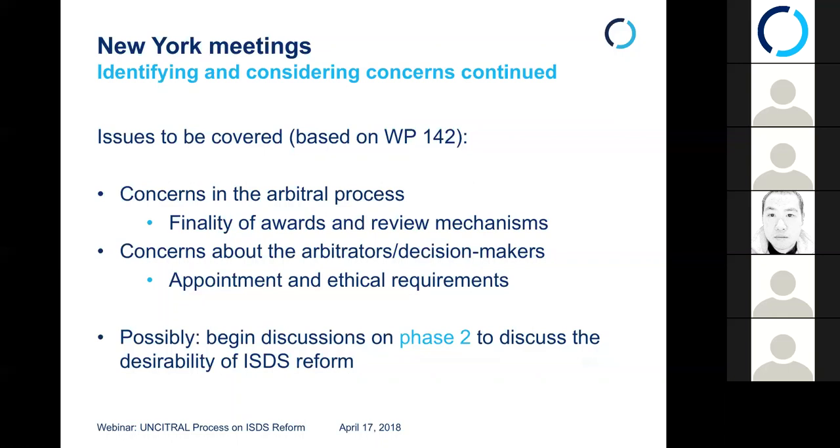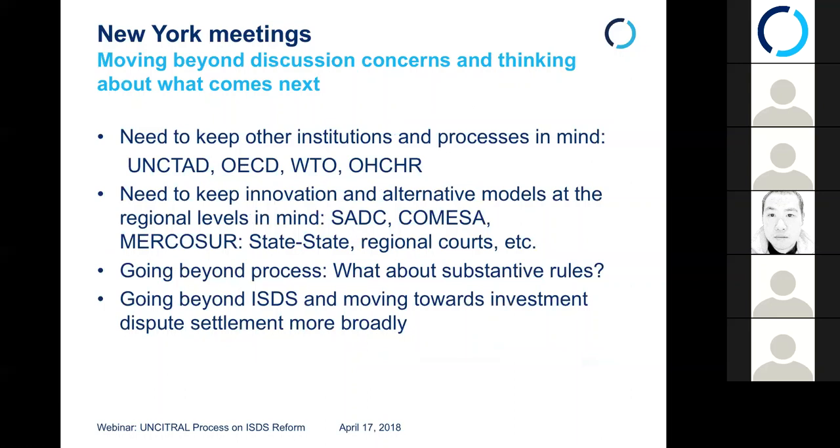Then just moving beyond it, this is my last slide. I think that we cannot look at UNCITRAL and the UNCITRAL process in isolation, and we really need to keep in mind what is happening elsewhere and how these interrelate. I'm just thinking about what the discussions in UNCTAD, OECD, even the WTO and some of the human rights bodies, what is taking place there cannot be forgotten when discussing reform.